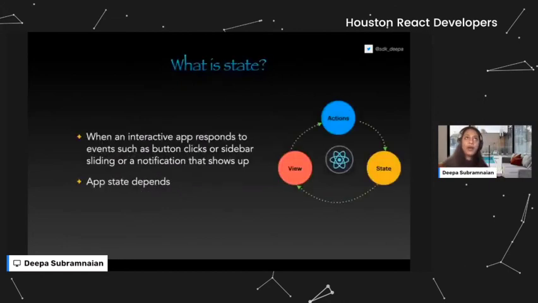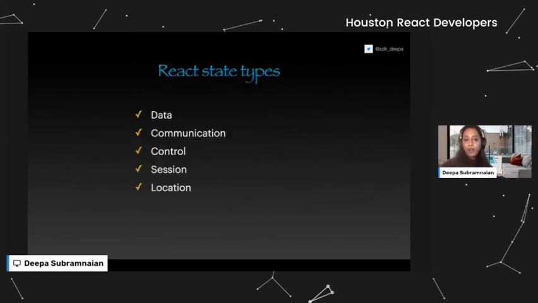So, what is state? It is any interactivity that changes your application's look and feel and does something to your app. For example, you click a button and a notification shows up. These all change the state of your application. React has the following state types: data, communication, control, session, and location.